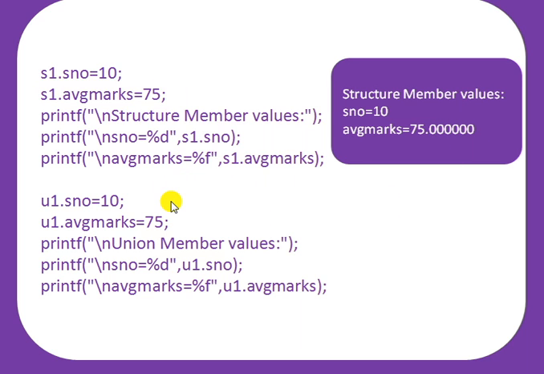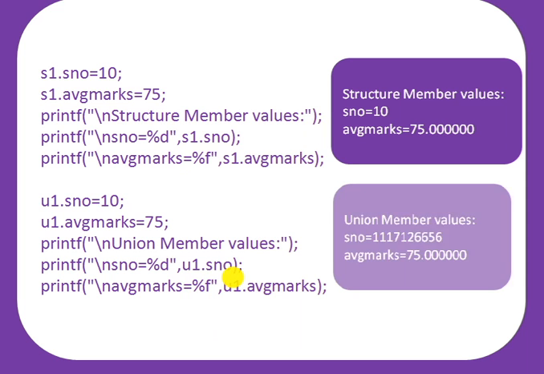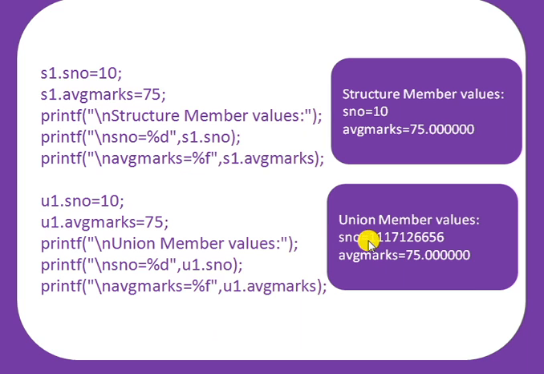Okay, in the same way I am assigning the same values to the union, 10 and 75, and I am trying to print those two members of the union. If I try to print this, you will get SNO equal to some garbage value and AVG marks equal to 75.00. Why? We know in union you can access only one data member at a time. That should be mostly the largest value. If you try to access two data members, it always accesses the largest data member value.